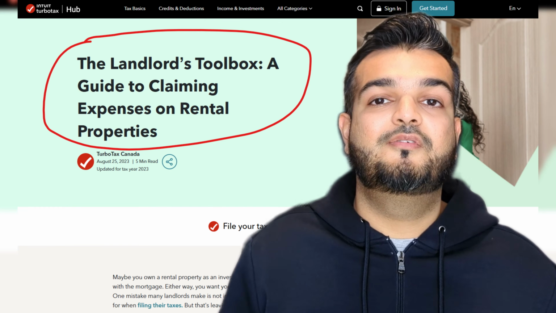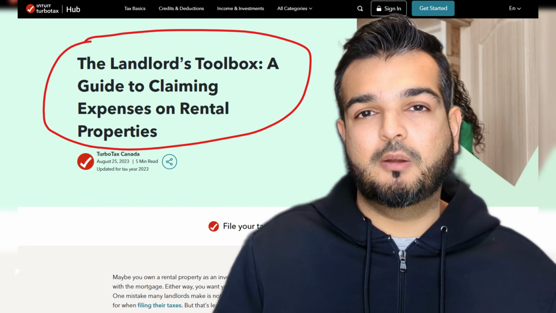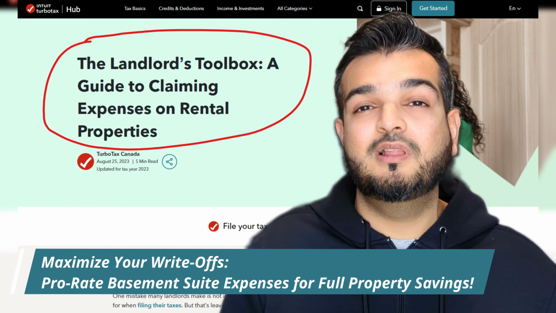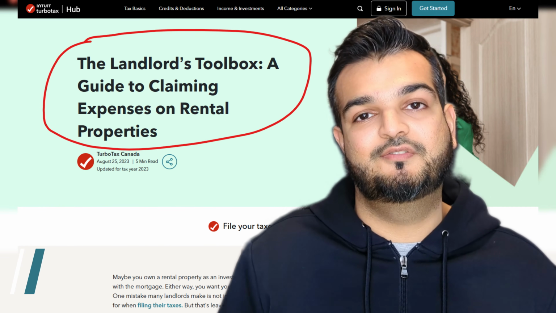So when it comes to property expenses, you're going to prorate based on the percentage of your home that you're renting out. For example, let's say you rent out your basement, and that basement makes up about 30% of your property. That means you can take 30% of your expenses that are related to that rental property and claim them on your taxes on this T776 form.